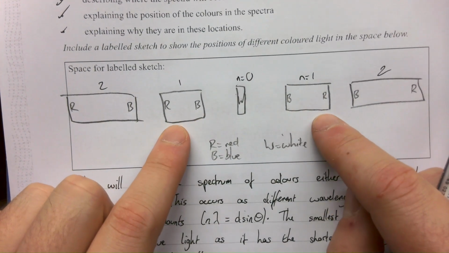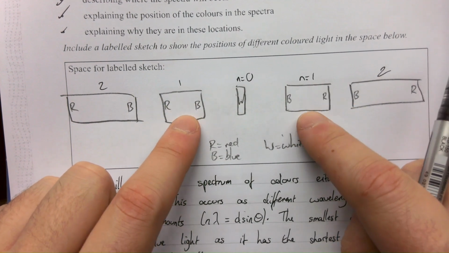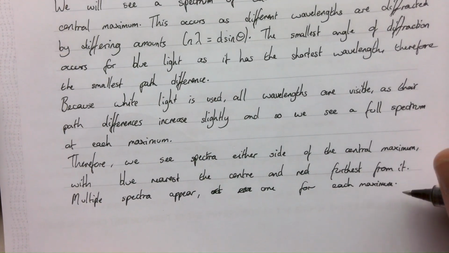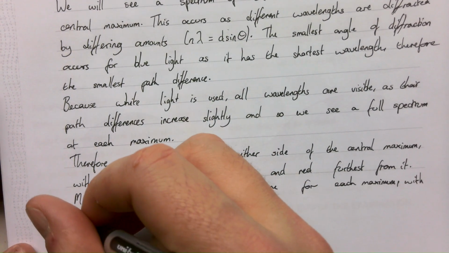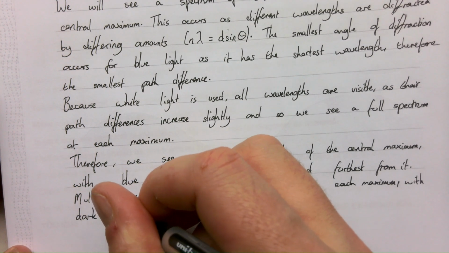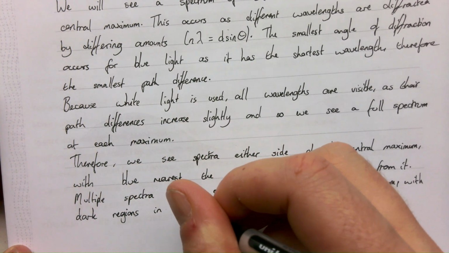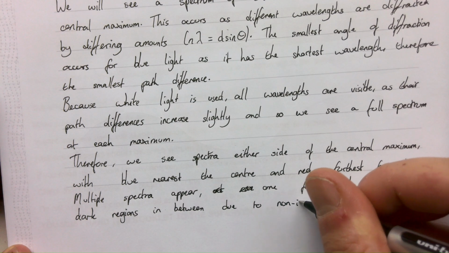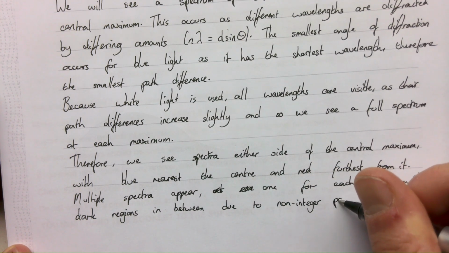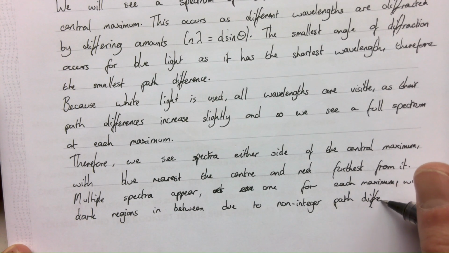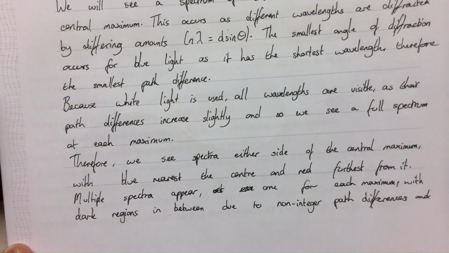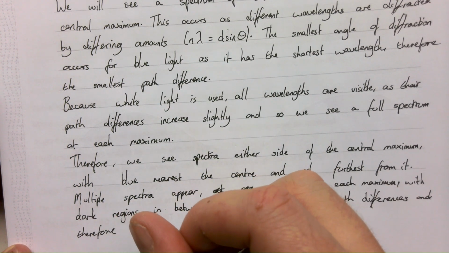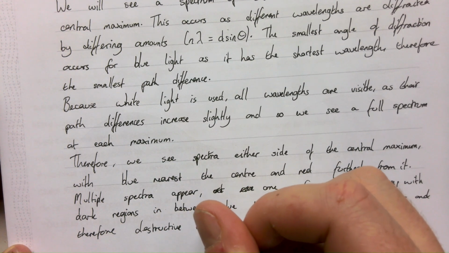The idea is that they're either side, where the maxima can be calculated, with dark gaps between. That's what I should have said here. With dark regions in between due to non-integer path differences and therefore destructive interference.